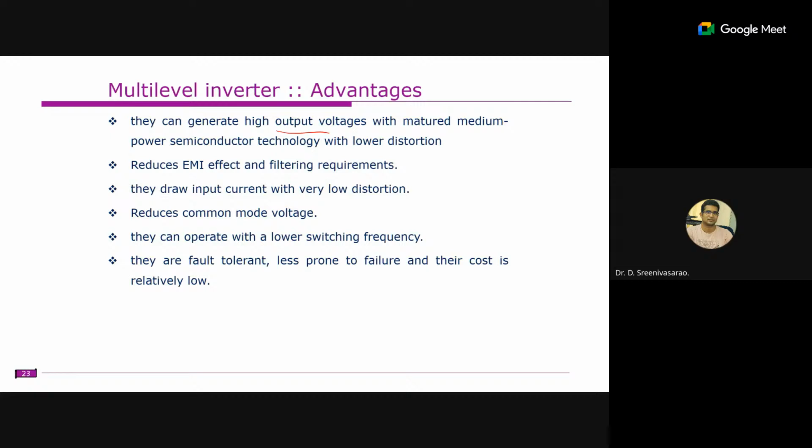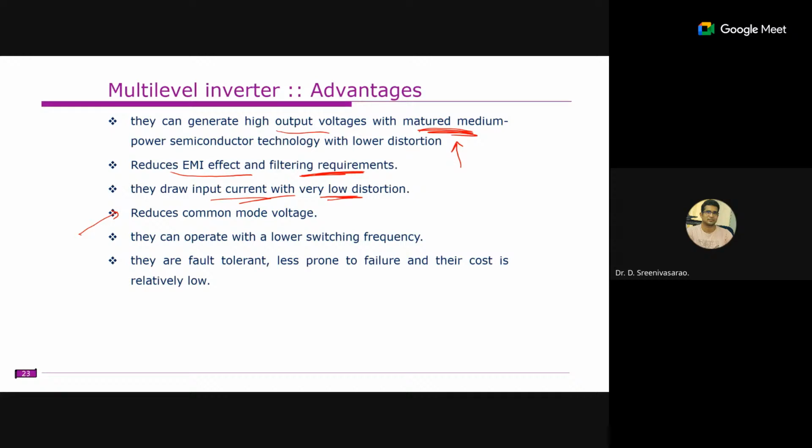So we can get high output voltage with matured medium-voltage semiconductor devices. There is no need to go for high power semiconductor devices; whatever devices are available are sufficient. We have reduced the CMI effect and the filtering requirement. The waveform is closer to a sinusoid, so little filtering is required. They draw input current with lower distortion. In applications like AC to DC conversion, they draw low input current and reduce the common mode voltage, which is the voltage common across all the switching devices.